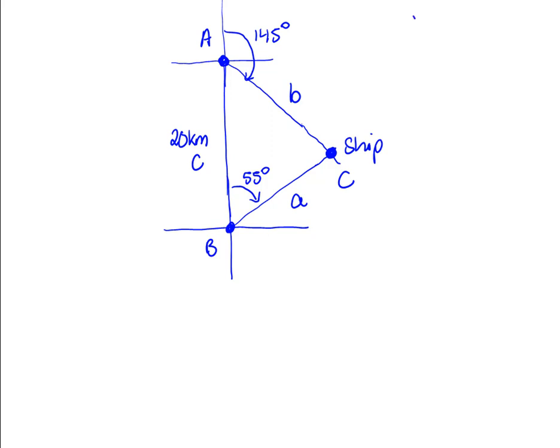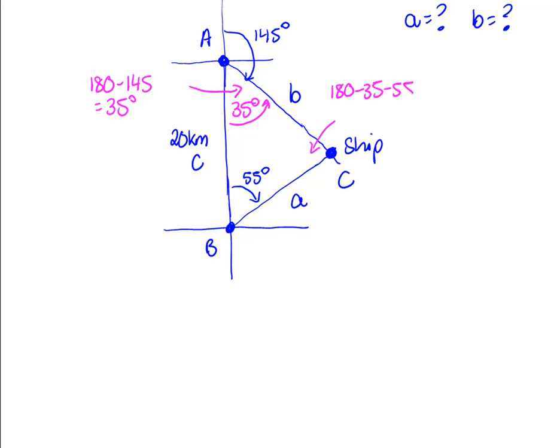So what the question is saying is what is A and what is B? Now I've got the 145 degrees. So this angle in here is going to be 180 minus 145, which is 35 degrees. So that's that angle. So that means my angle here is going to be 180 minus 35 minus 55, which is, yay, 90 degrees. I have a right angle triangle. Might not happen. You might have to use your sine rule or your cosine rule.